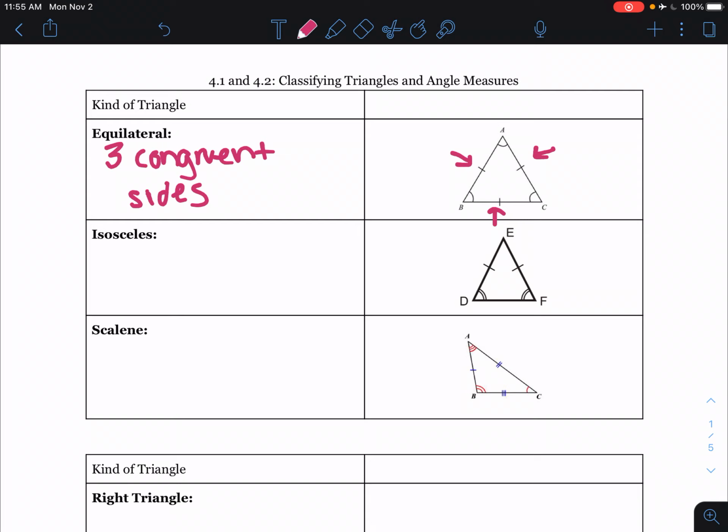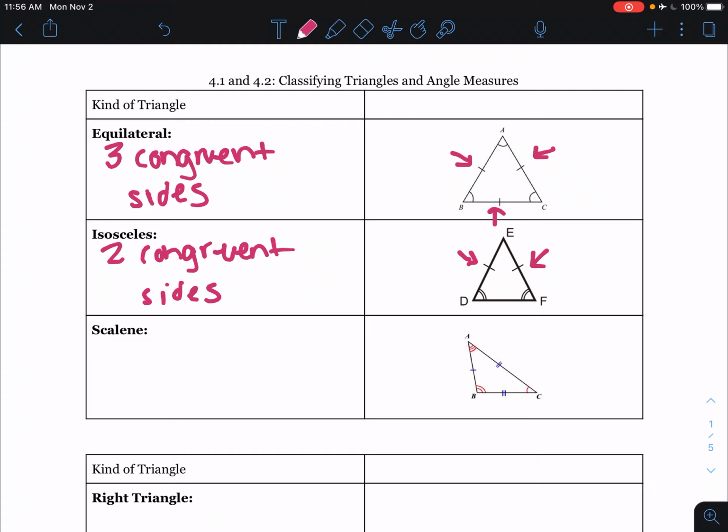The next kind of triangle is an isosceles. An isosceles triangle has two congruent sides. So you see here there's only two tick marks. That's showing you that those two sides are congruent, so that makes it an isosceles triangle.